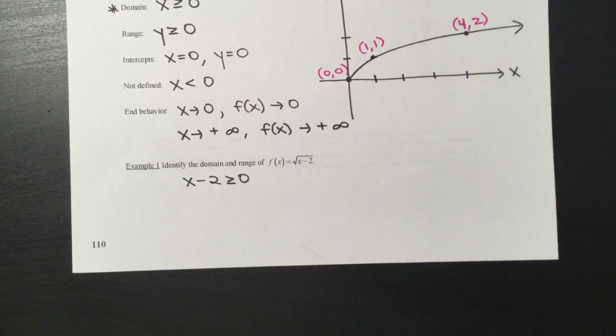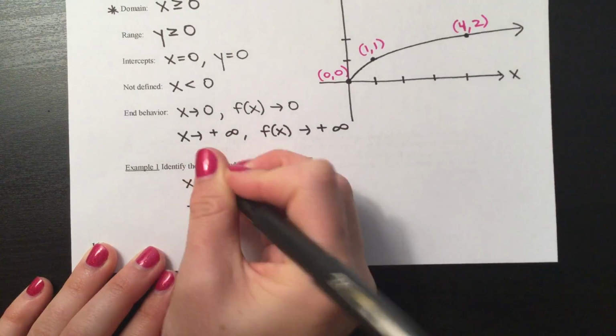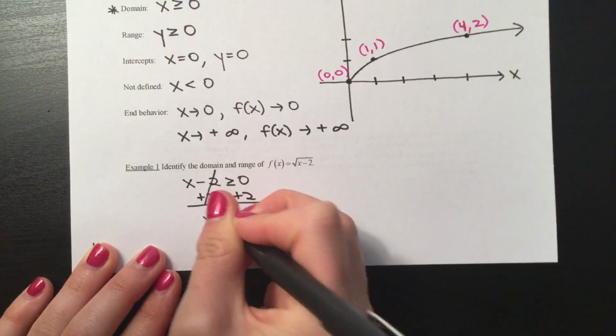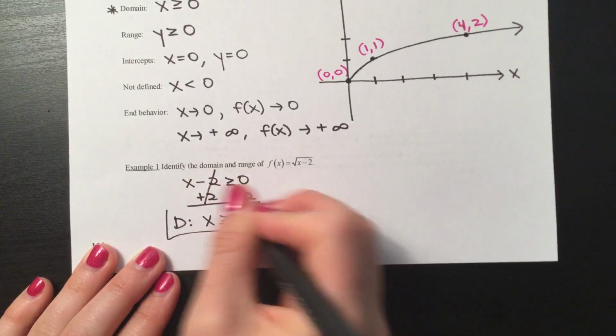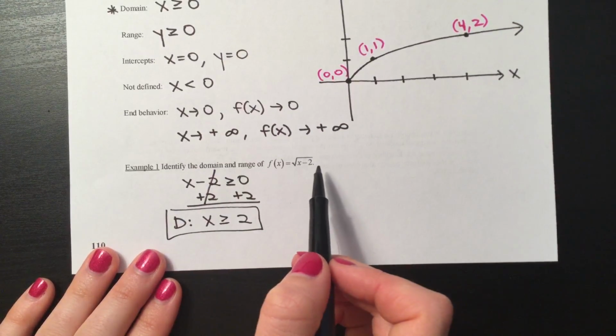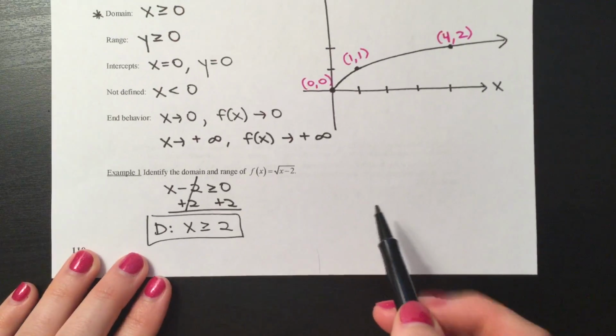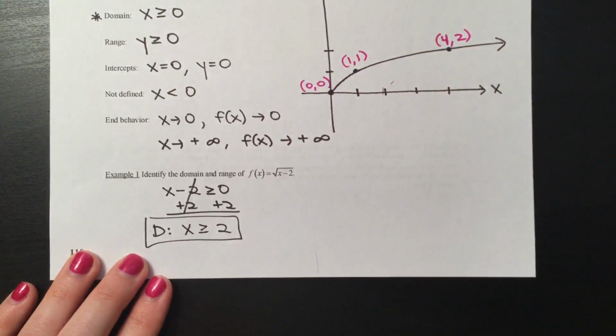So anytime you're looking just for the domain, you can take the part under the square root and make sure it's greater than or equal to 0. So here all we'd have to do is just add 2 to both sides, and we know that x is going to be greater than or equal to 2. So that's the domain. That's part 1. And that should make sense, because remember what an x minus 2 does is it moves everything 2 units to the right.